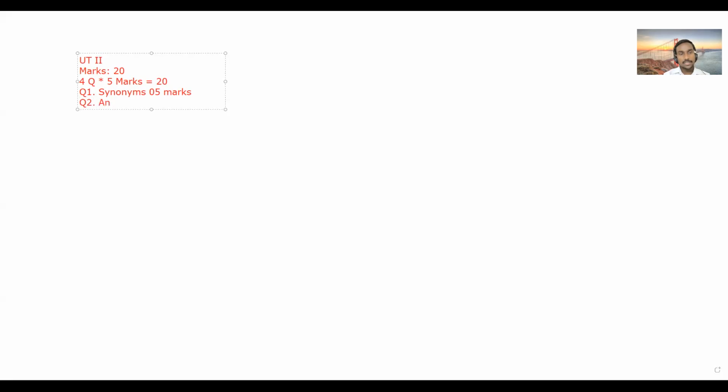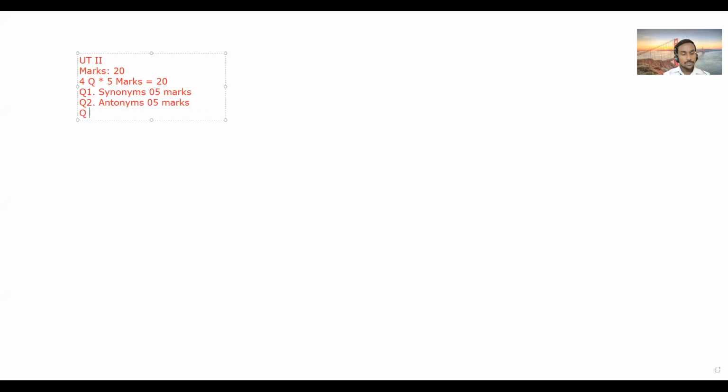Then the second question is antonyms. Antonyms means opposite meaning words. It will also be for 5 marks. One word will be given and you have to find the opposite word of that. 5 words, 5 marks, like this. So this is question 2.